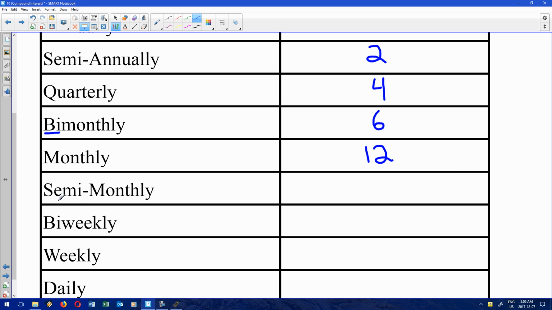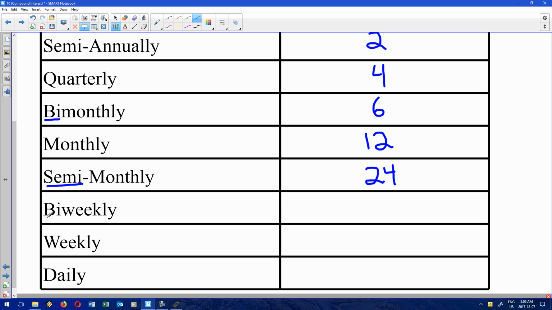Semi-monthly, again, the word semi meaning half, so that means every half month you get a deposit, or twice per month. So this is 24 times per year. Bi-weekly, so every 2 weeks. Maybe we'll just jump down to weekly for a second first. Weekly, and we reviewed this with simple interest, there are 52 weeks in a year. So for bi-weekly, that's going to be half of that, so 26, because it's every other week. And finally, and we reviewed this with simple interest as well, for daily interest, that is 365 times per year.